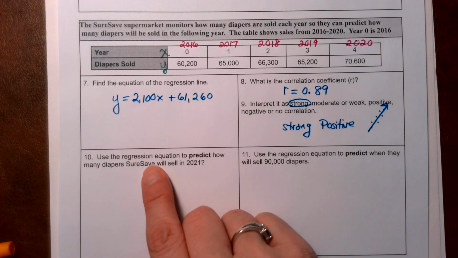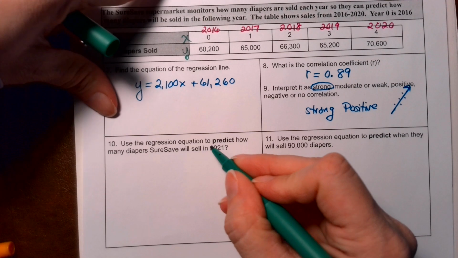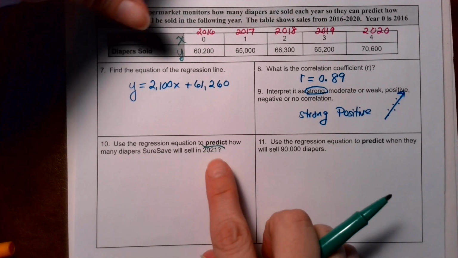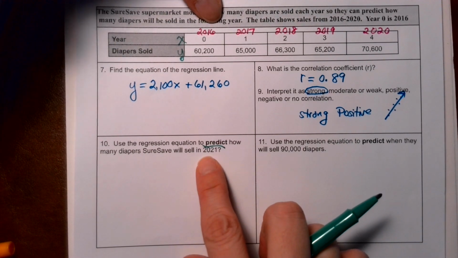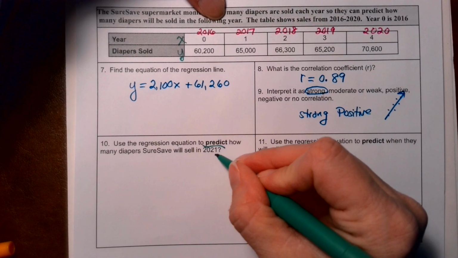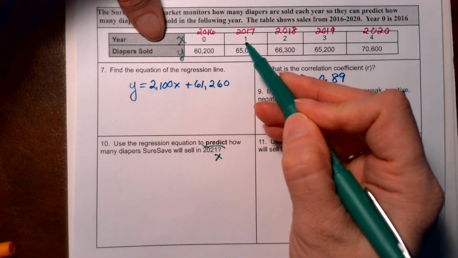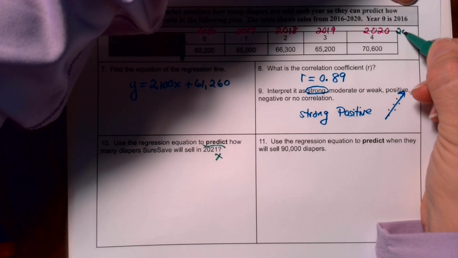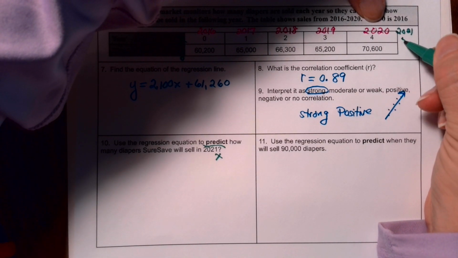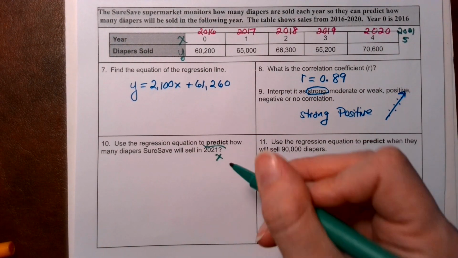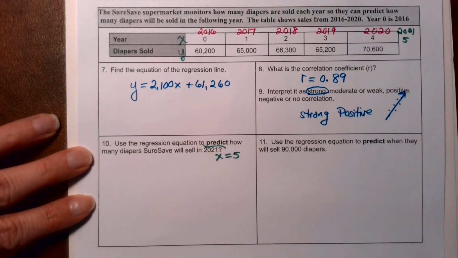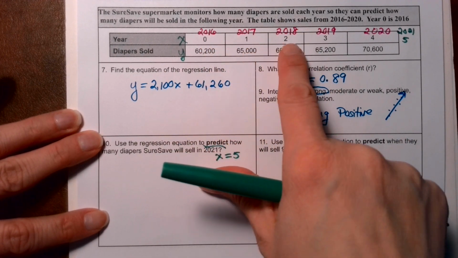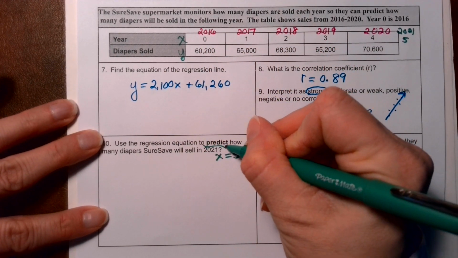Now, let's use the regression equation to make a prediction. Let's predict, okay? How many diapers will they sell in 2021? We have to be super careful here. 2021 is a year. This is an X value. But our X values have to get changed. 2021 would be right here. 2021 would have an X value of 5. So we're going to plug in a 5 into our equation. You don't plug in the year. 5 is going to get plugged into the X spot.